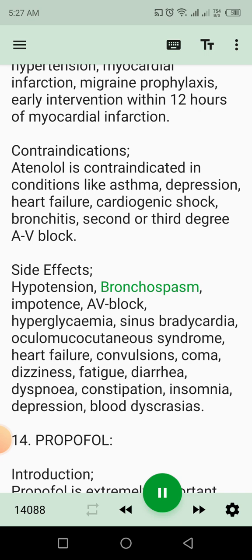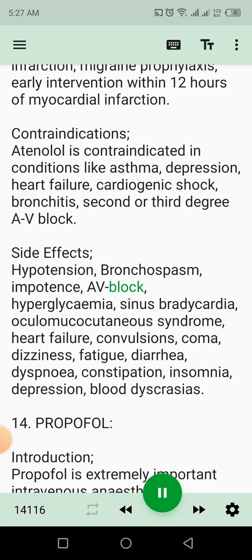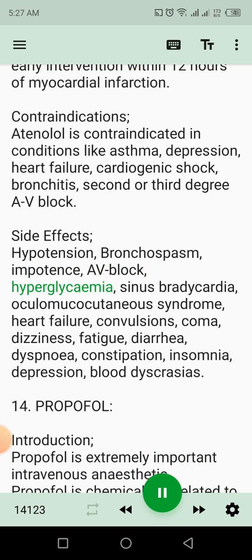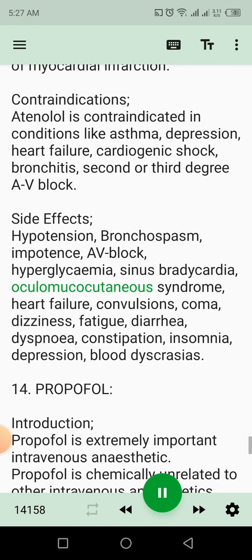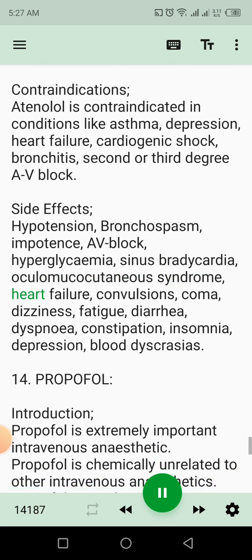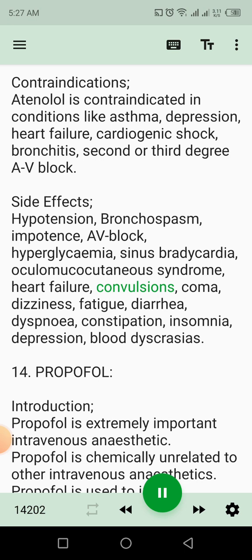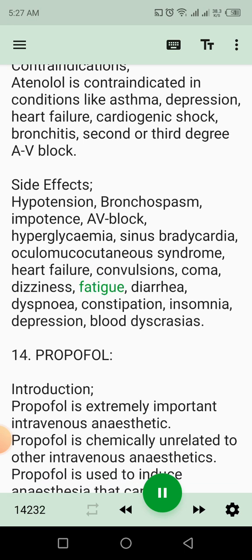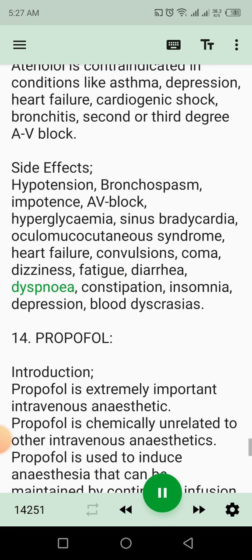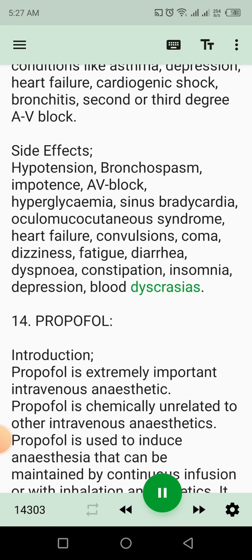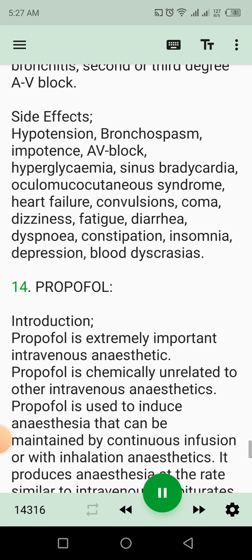Hypotension, bronchospasm, impotence, AV block, hyperglycemia, sinus bradycardia, oculomucocutaneous syndrome, heart failure, convulsions, coma, dizziness, fatigue, diarrhea, dyspnea, constipation, insomnia, depression, blood dyscrasias. 14. Propofol.